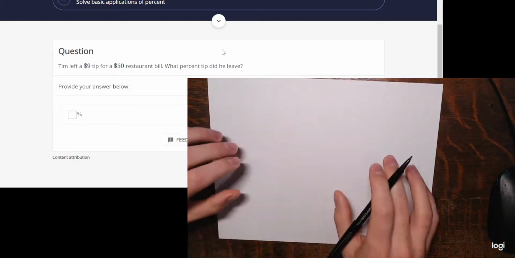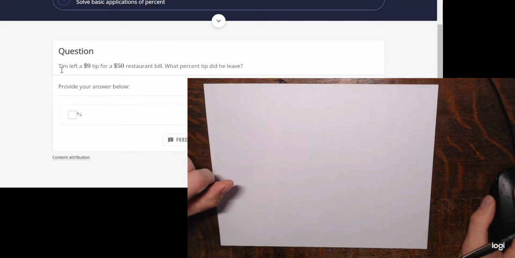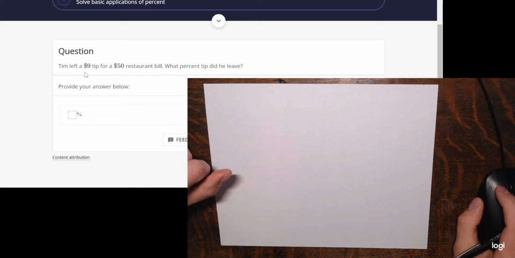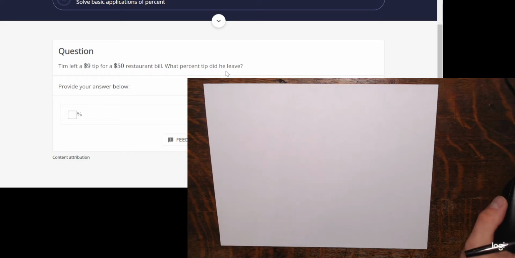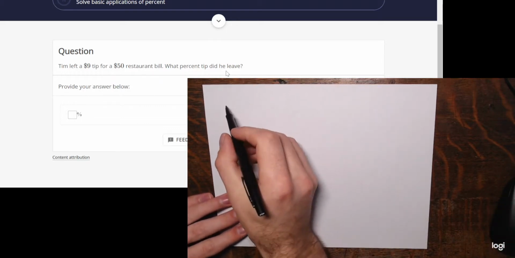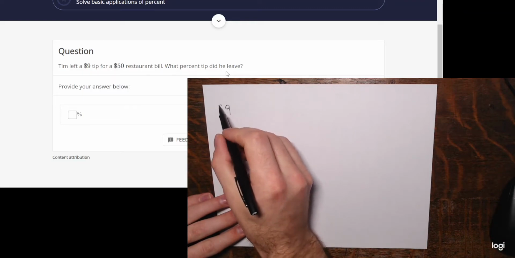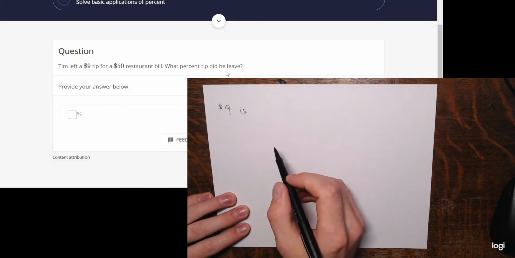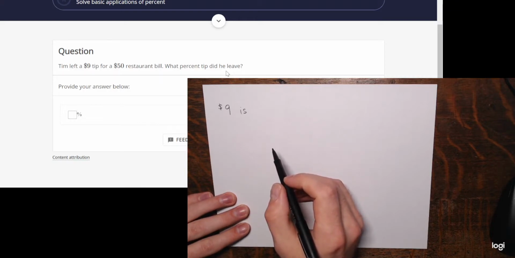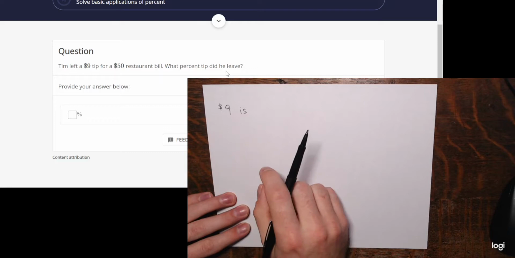All right, so this time we have Tim. Tim left a $9 tip for a $50 restaurant bill. So what percent tip did he leave? So basically, the question is, $9 is, and this is probably the hardest part, and this is always the hardest part in a word problem, translating the English into math.